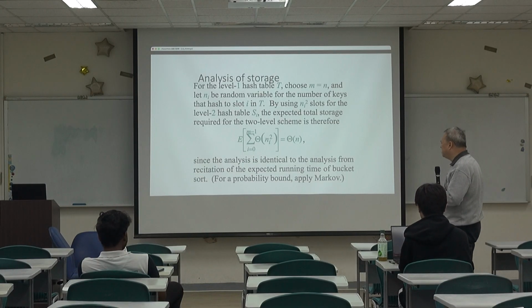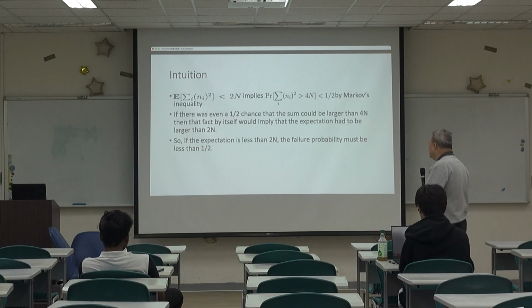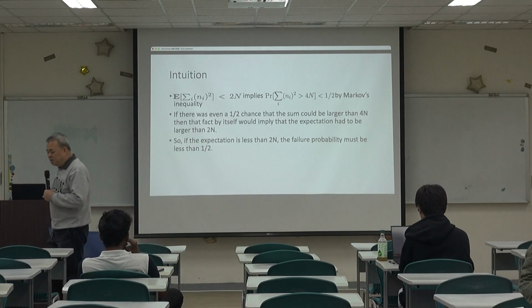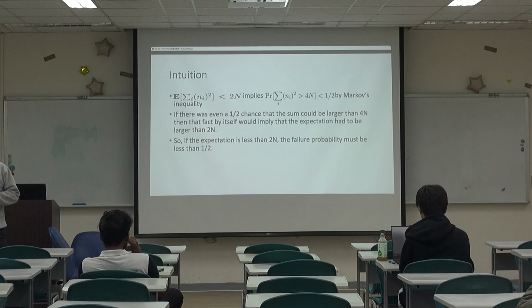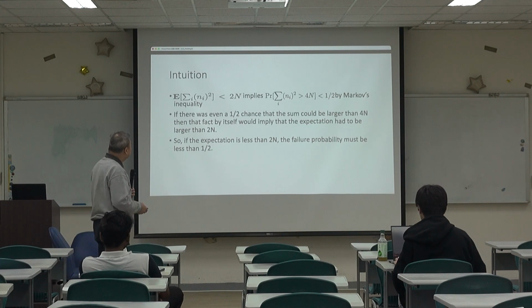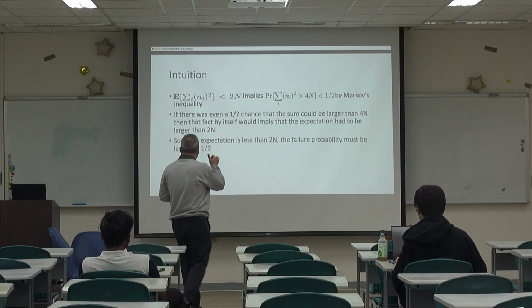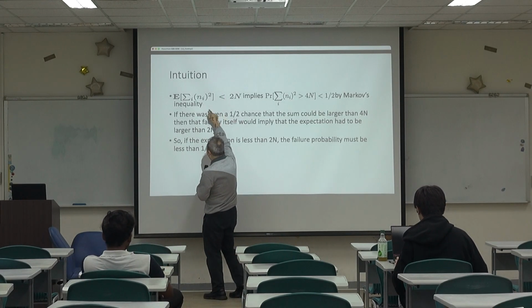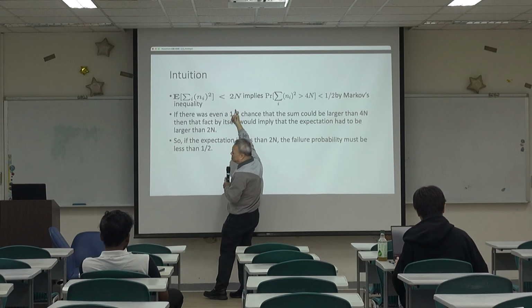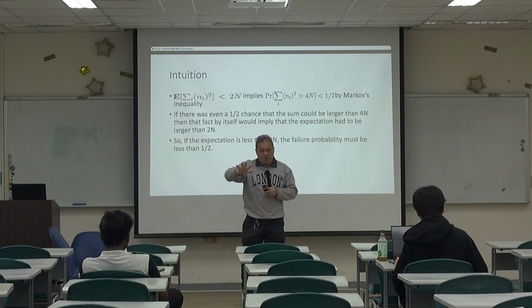I think it's probably not a good idea that I hand wave this part. So I created a few more slides. By the way, I also updated the slides in the class to include these few slides. First, this is what we want to show: the expected sum of this Ni squared is less than 2N. This is what we want to show.